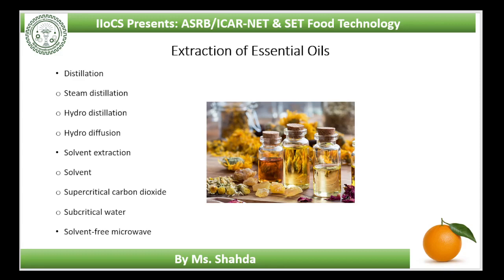For hydrodiffusion, steam is applied from the top of the plant material, whereas steam enters from the bottom for the steam distillation method. The process can also be operated under low pressure or vacuum, which reduces the steam temperature to below 100 degrees Celsius. The hydrodiffusion method is superior to steam distillation because of a shorter processing time and a higher oil yield with less steam used.